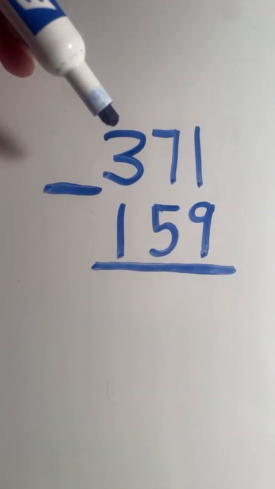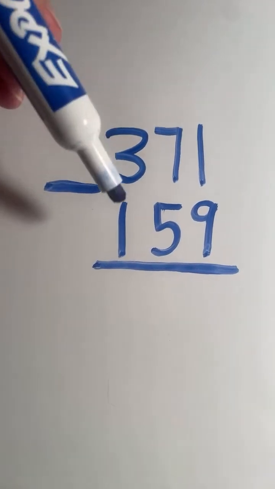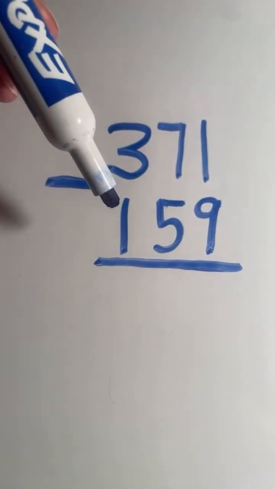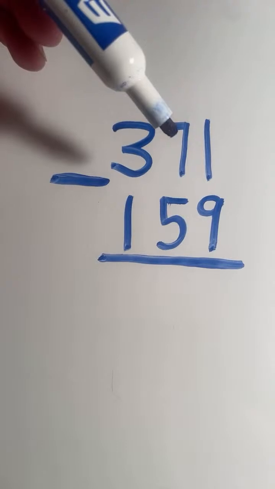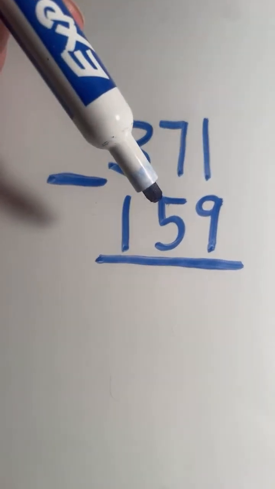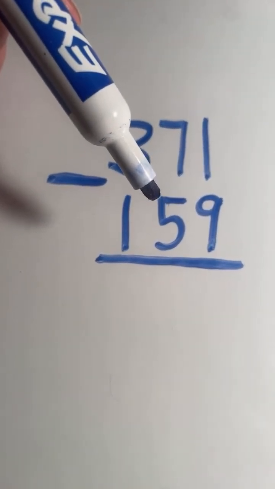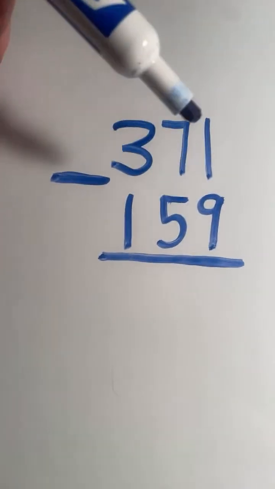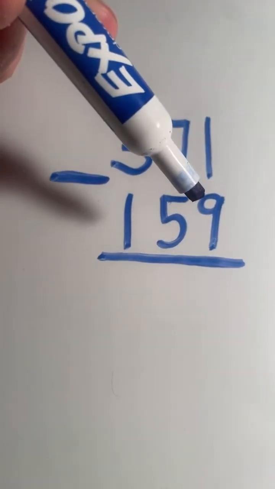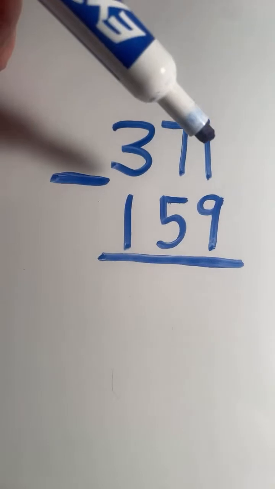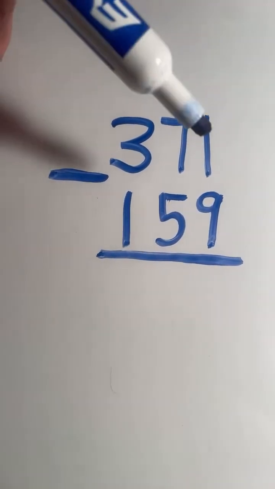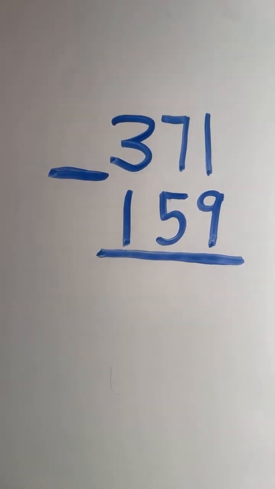So looking at this problem, 3 is bigger than 1, so we do not need to regroup in the hundreds place. 7 is bigger than 5, so we do not need to regroup in the tens place. 1 is not bigger than 9. You cannot start with 1 and then take away 9. You would be in negative numbers. So in the ones place, we will need to regroup.